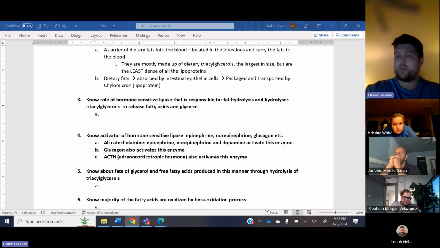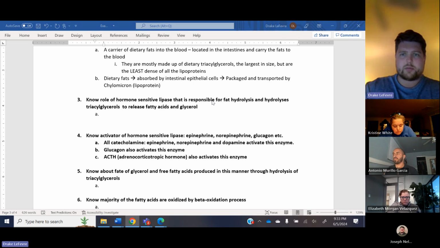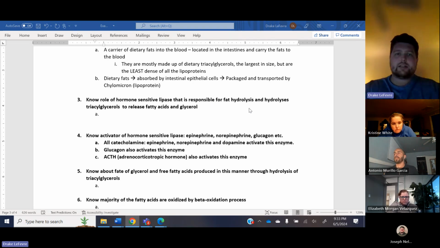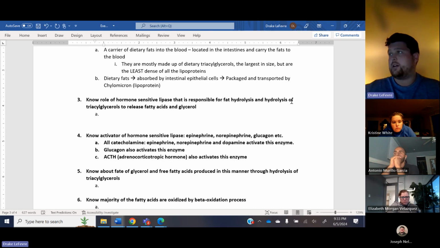Okay. Now the hormone sensitive lipase, or HSL, mediates, is responsible for fat hydrolysis, and hydrolyses. This is probably supposed to be hydrolysis of triacylglycerols to release fatty acids and glycerol.